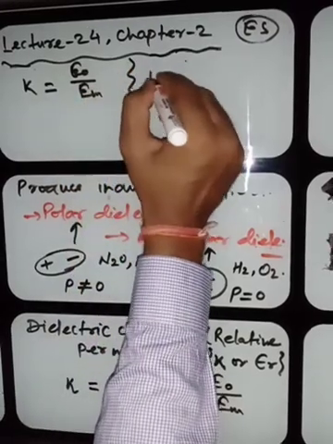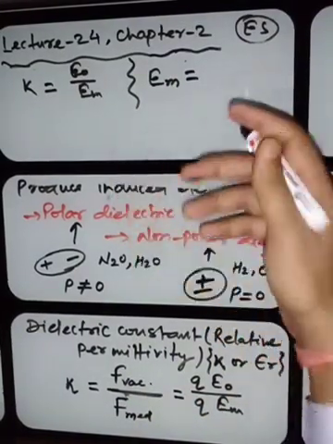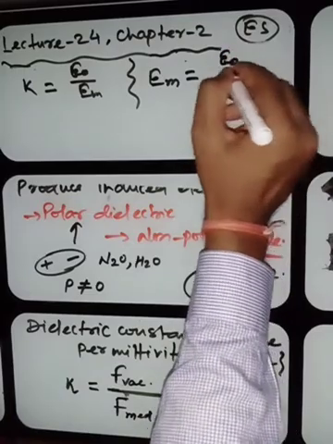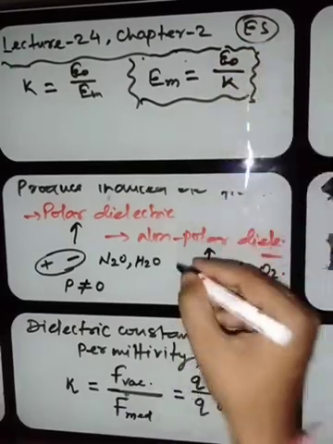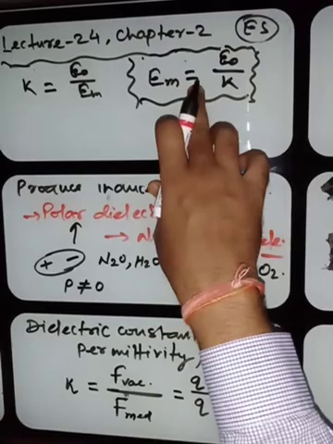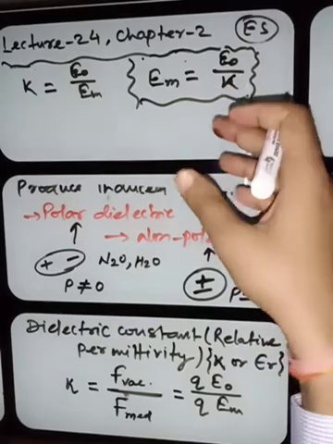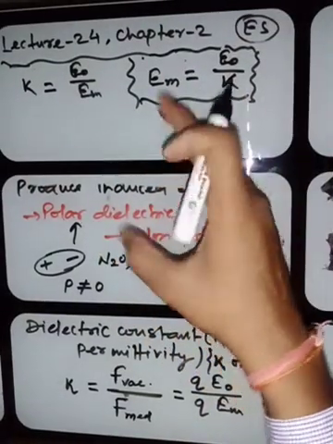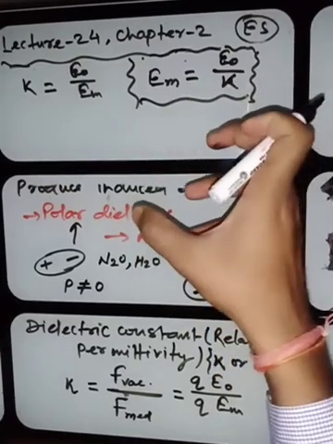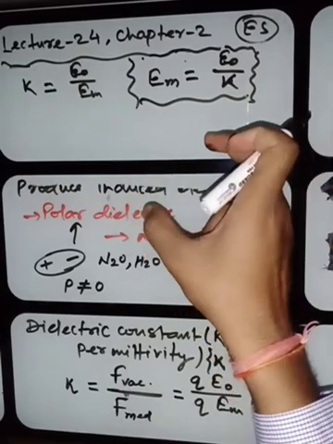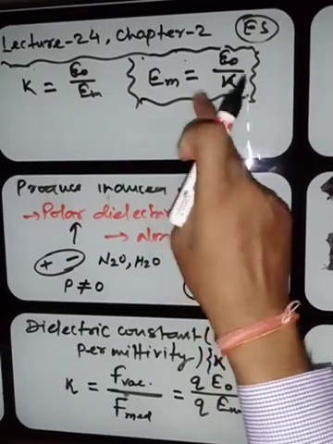What does it mean? Within the medium, the electric field will be E naught by K. This is very important. So remember, E m will be equal to E naught divided by K. If you place a dielectric between two charges, the electric field due to each charge, or the force between the two charges, will reduce. Remember, this is a very important relation. We will use it directly.